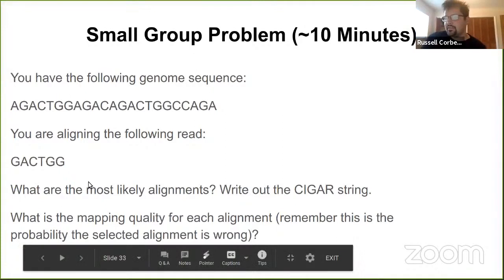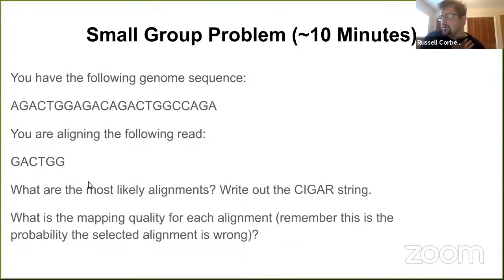So I want you to write out the CIGAR string for each and tell me what is the mapping quality for each alignment. And just to remind you, this is the probability that the selected alignment is wrong. And it's not just that probability, it's the Phred-scaled probability that the selected alignment is wrong. So figure out how to do that and get back to me. And I'll just send you off now to random breakout rooms. Hopefully that will work for you guys. And I'll bring you all back in about 10 minutes. I think this is a pretty doable question, but if you have any questions, let me know and we'll figure it out. Thanks.